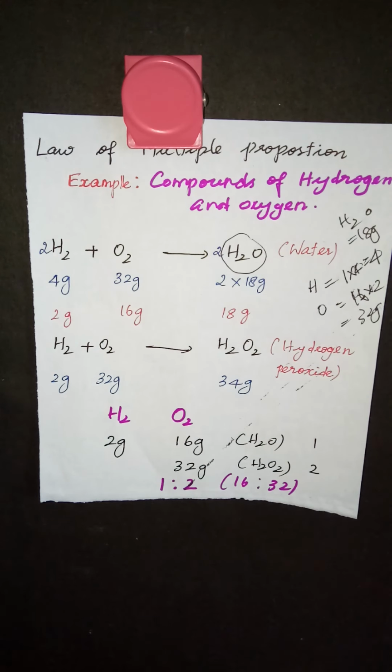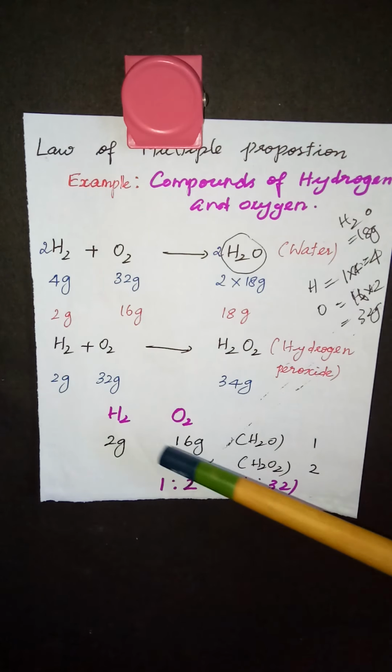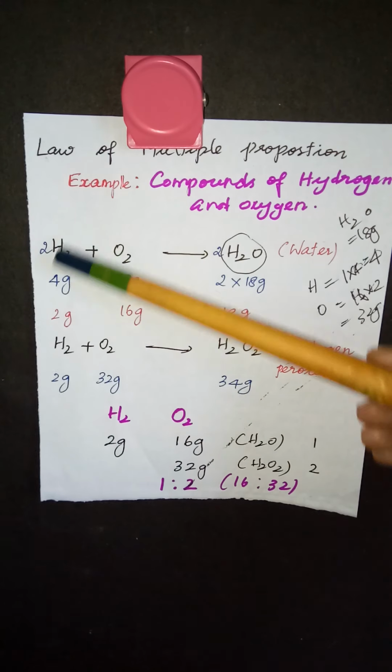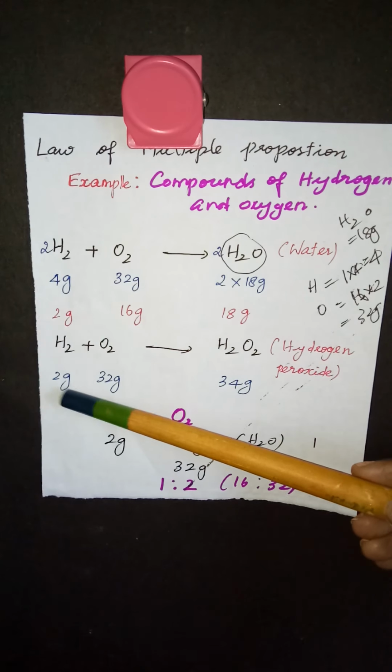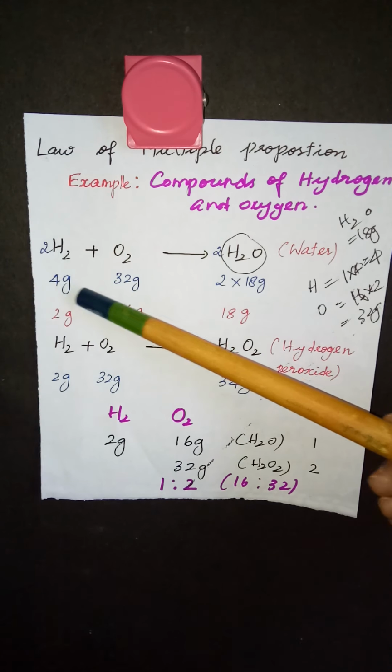So now getting back to the law of multiple proportion, it says the mass of one element that combines with the fixed mass of the other element. So we are taking two elements. Now what I'm going to do, I'm going to fix the mass of one element. Now let me fix the mass of hydrogen. Here hydrogen is 2 gram. So I'm going to fix this hydrogen mass also as 2 gram. But I have 4 grams here. So what am I supposed to do?